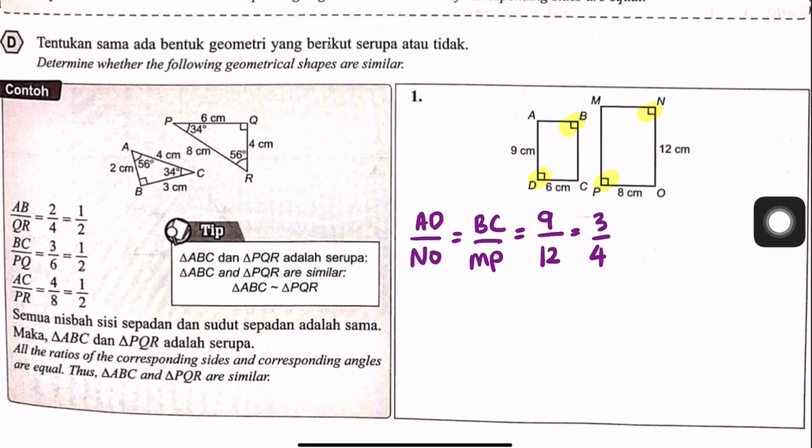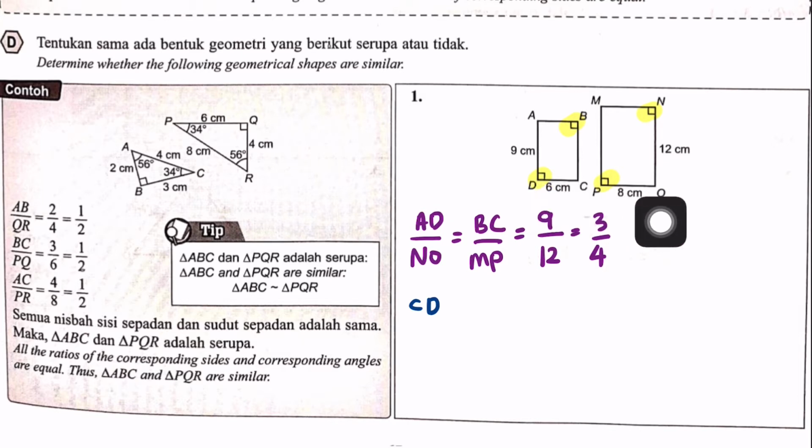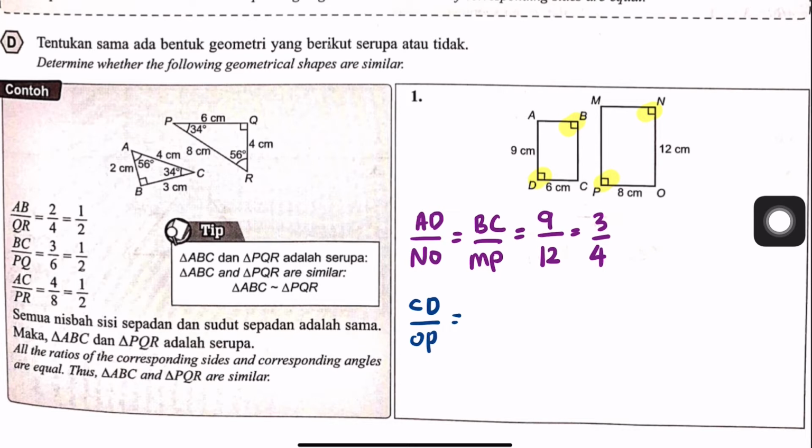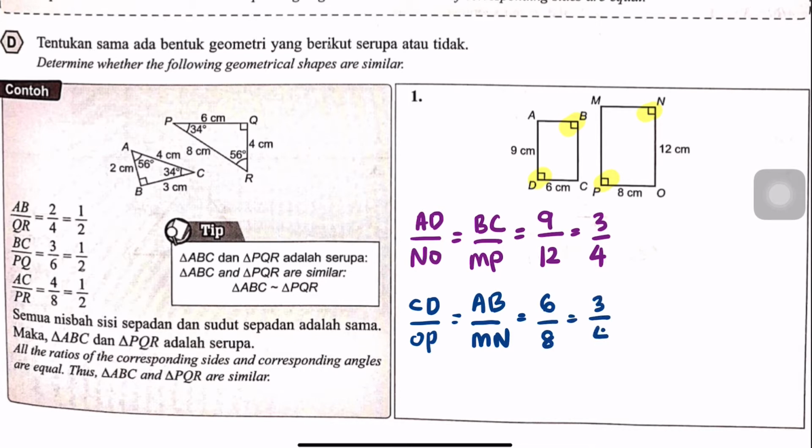We have CD and OP. CD over OP. We know that CD also equals AB. This is AB, divided by MN. So what is the length of CD and AB? So 6 over 8. Simplify, we get 3 over 4.